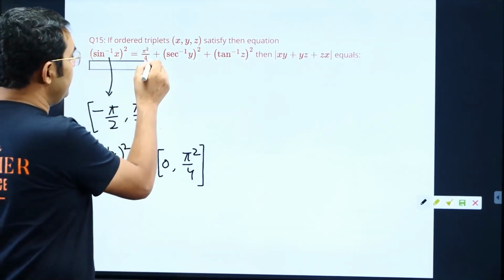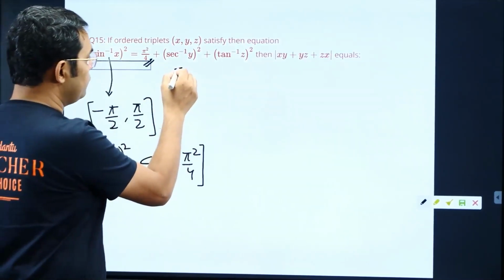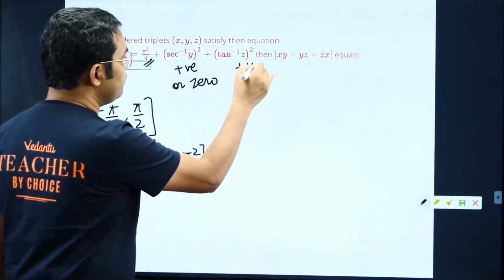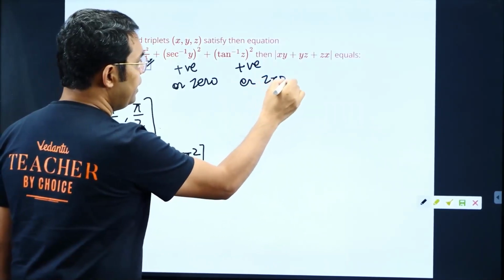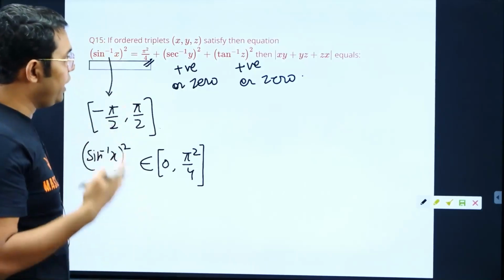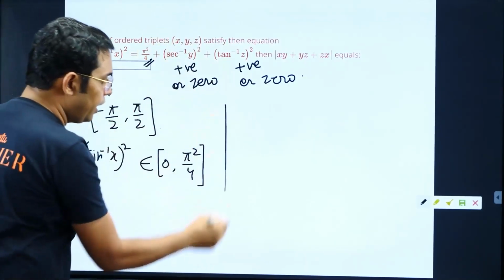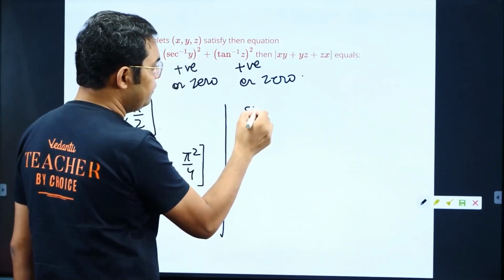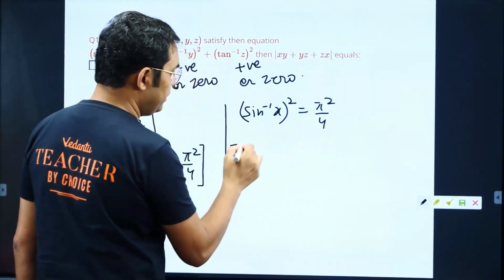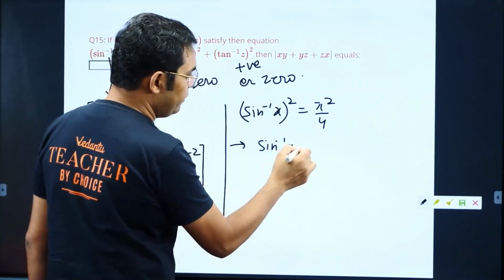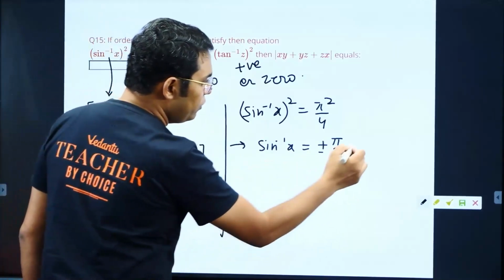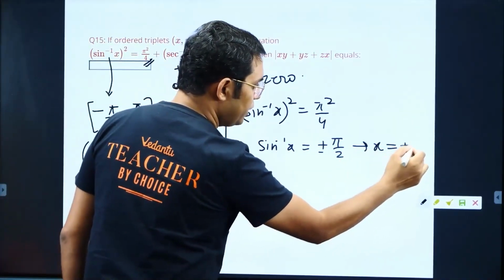Whereas on the right hand side you can see pi square by 4 plus some positive quantity, positive or 0, and here also positive or 0. Now both sides can be equal only if you take the maximum possible value of sine inverse x whole square and you take 0 here and 0 here. I hope you all are getting what I'm saying. So sine inverse x whole square will be equal to pi square by 4. That means sine inverse x can be either plus pi by 2 or minus pi by 2, and that will give you x equal to plus or minus 1.